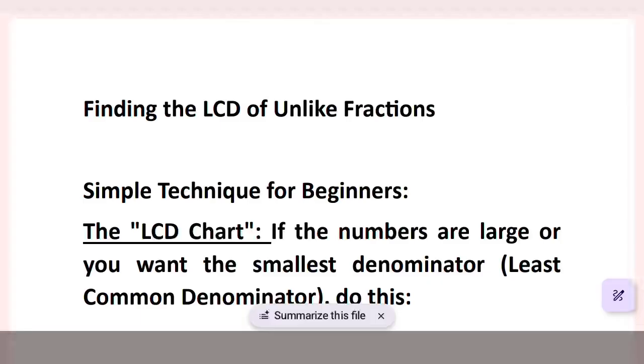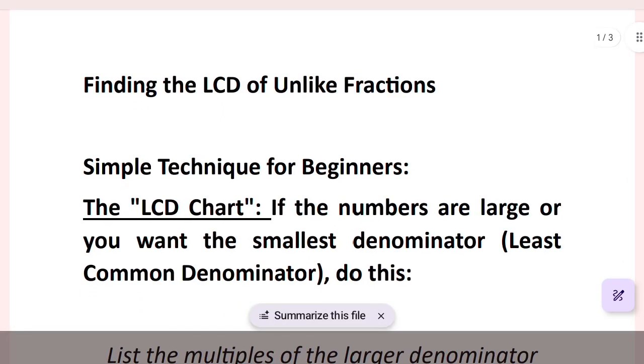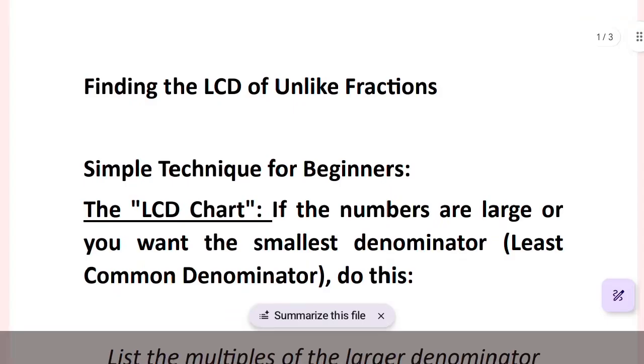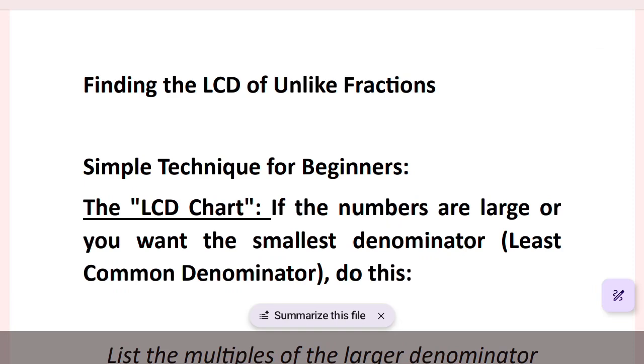So let me give you a strategy or a technique on how to find the LCD. This is something that I actually taught my students. This is just one of the ways. There are so many ways that you can find the LCD, but I think this way is easier. I tell my students to do this if they have a hard time finding the LCD.